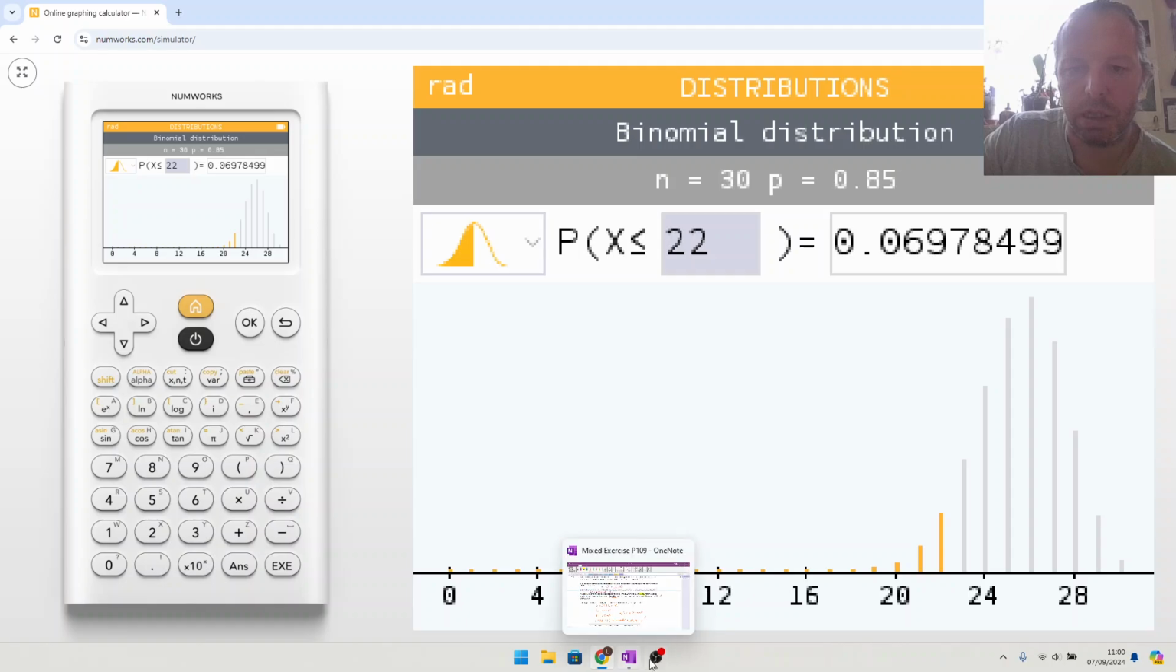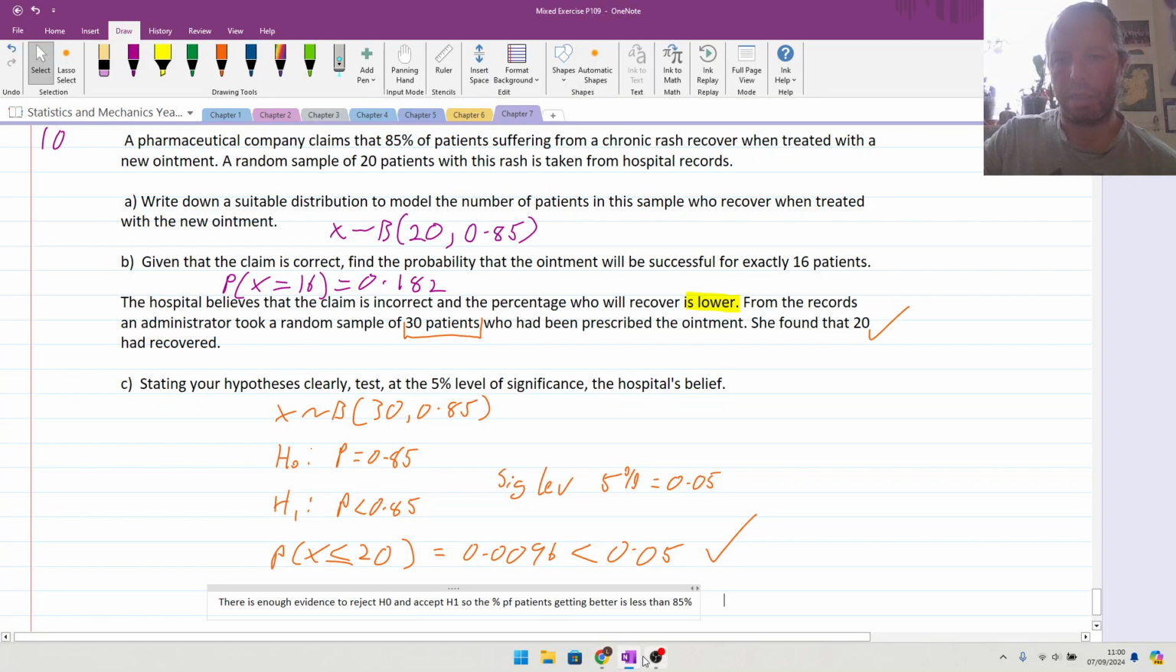That is it. We will carry on now with Chapter 8 and the forces work.